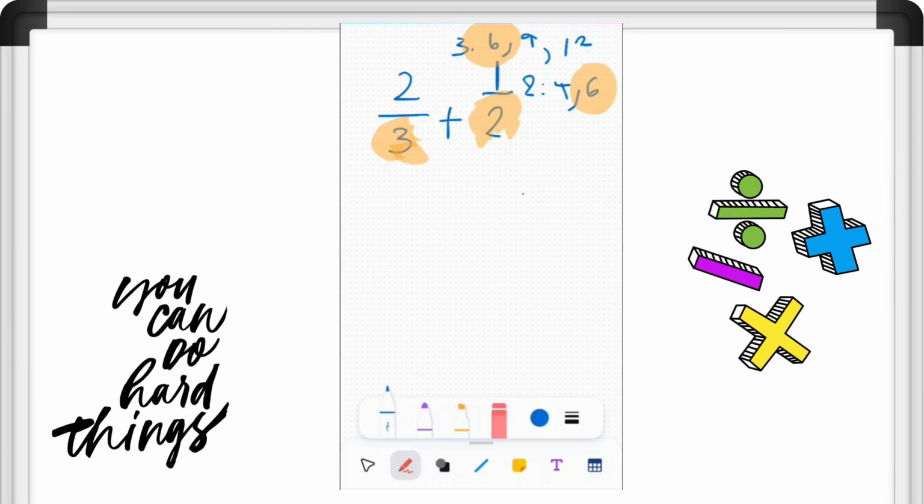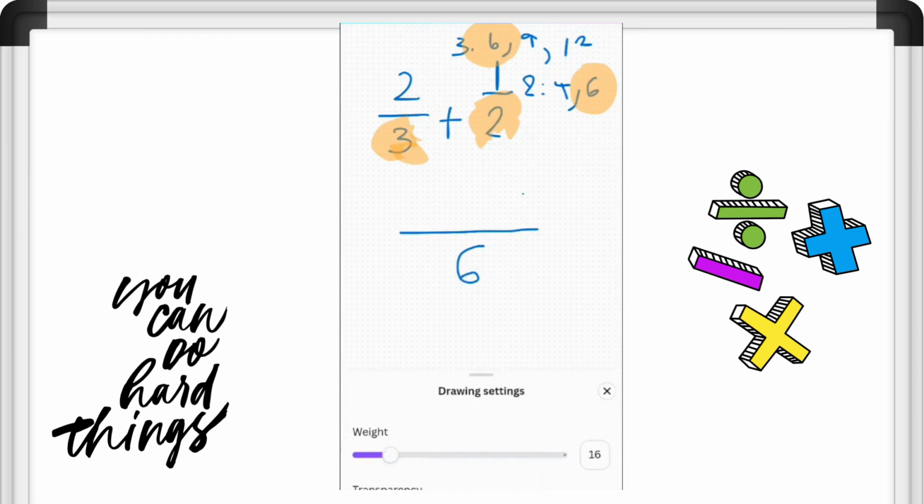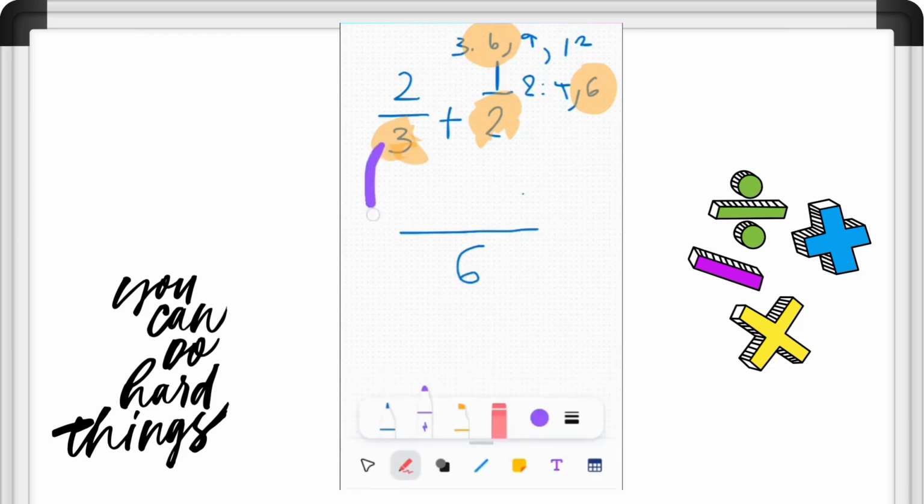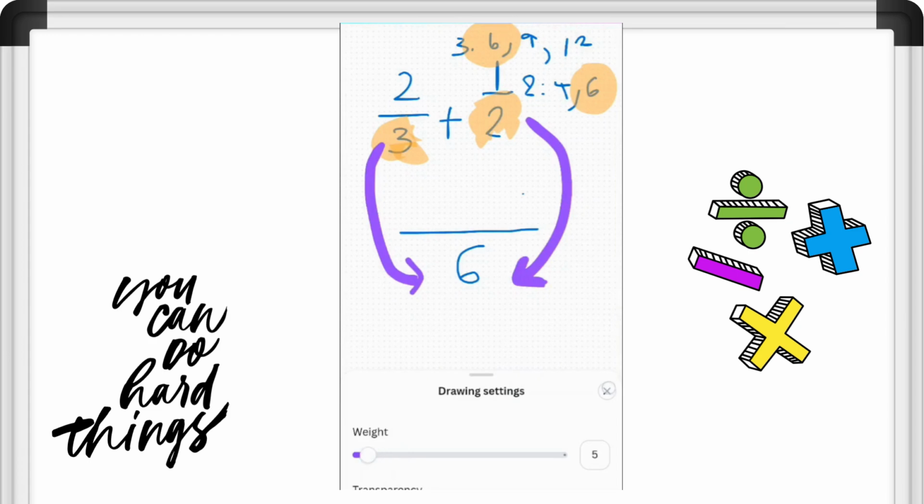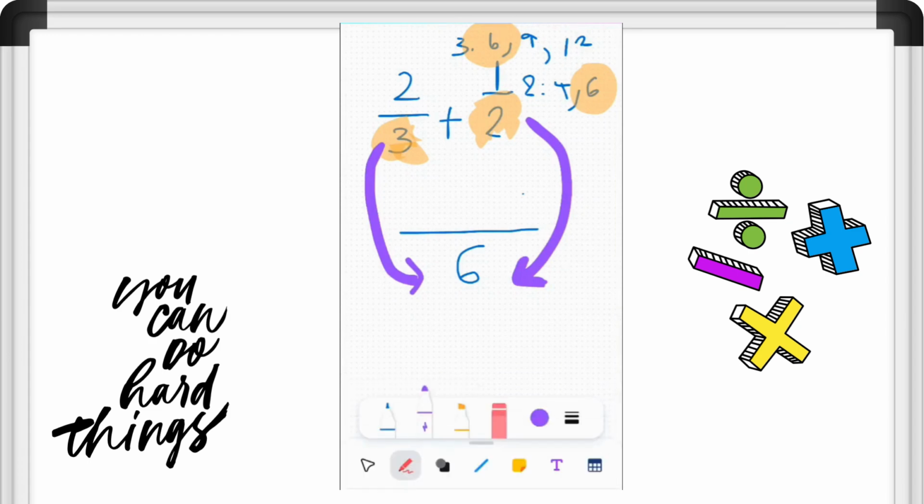So let's start by writing that. Write everything over 6. Now I need to look at how did I get each one to 6. How did I change 3 to a 6? And how did I change 2 to a 6? To get 3 to change to a 6, I multiply by 2. To change 2 to a 6, I multiply by 3.